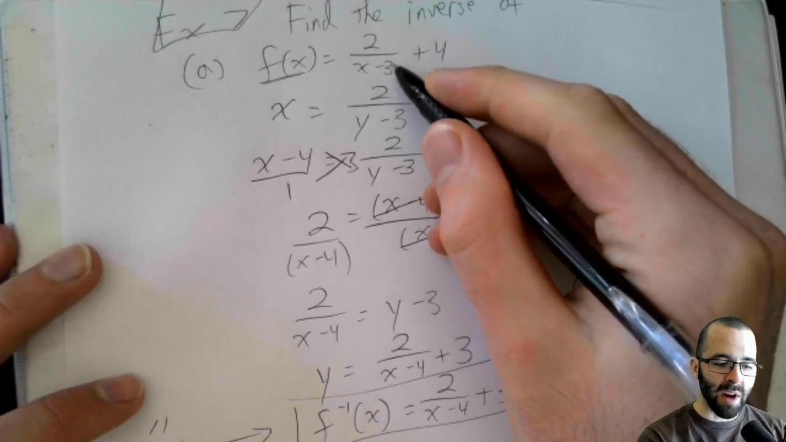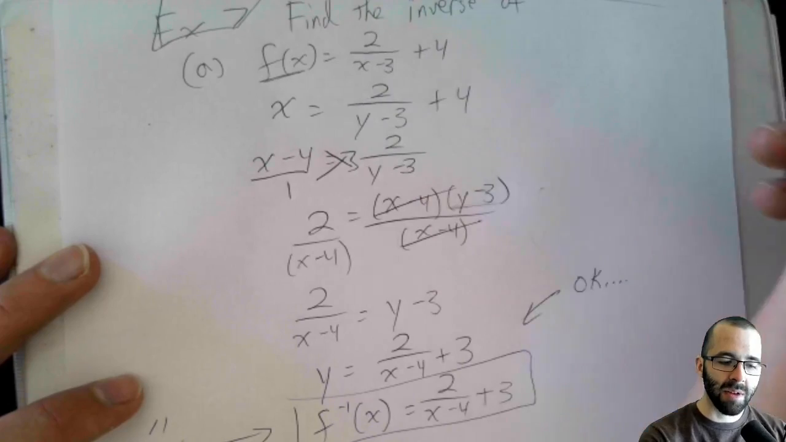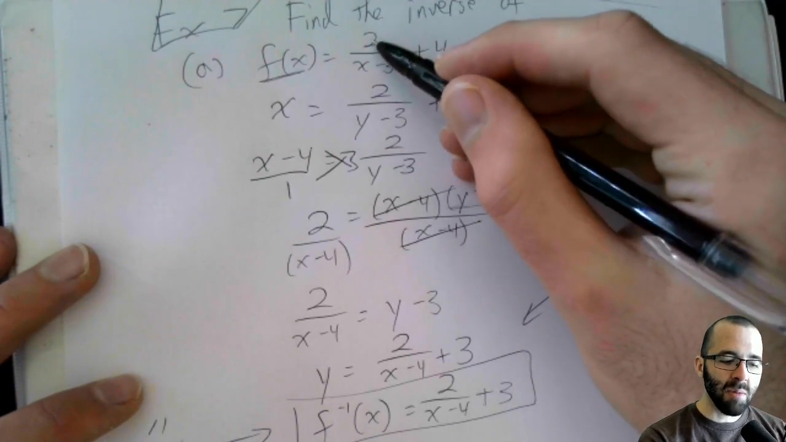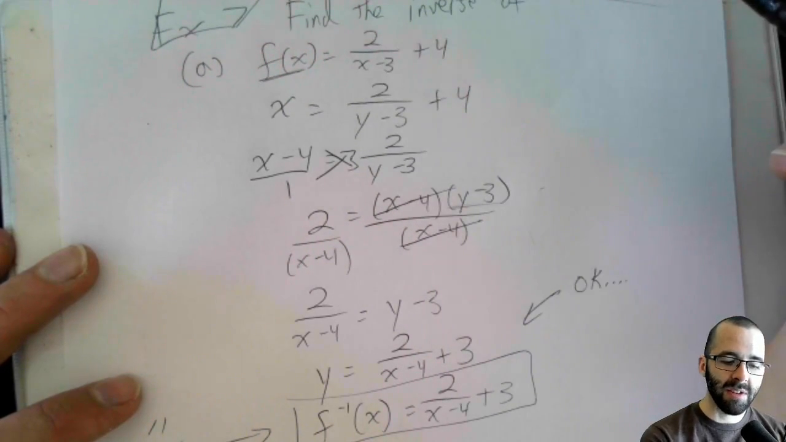It's right 3 because it's a minus 3 on the inside of that reciprocal. It's up 4 because it's a plus 4 at the end. And it's getting multiplied by 2. 2 over 1, so that's why there's a 2 up top. So vertical stretching by 2.